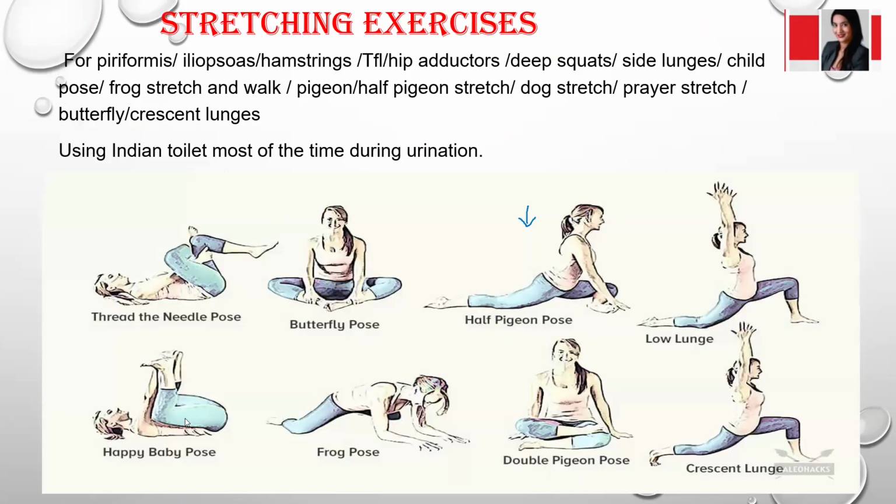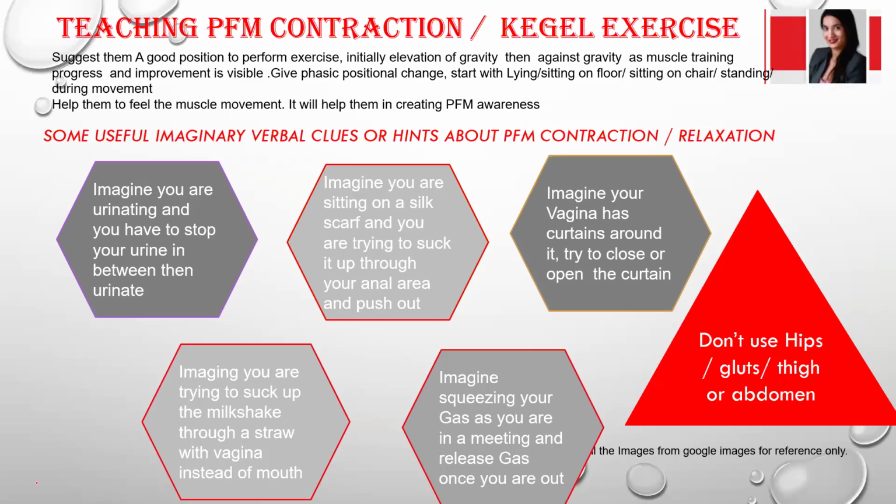Whenever the structure is tight, you can always give these kinds of stretching positions to your patient. It will help them. And whenever the structure is weak, like urine leakage is there, stool leakage is there, prolapse is there, Kegel is what you can tell them. Try to squeeze your urethra, hold your urine, hold your gas, and try to maintain as per your capacity. Try to hold it for 1 second, 2 seconds, 3 seconds, and from minimum to maximum capacity, try to increase. So this is a Kegel.